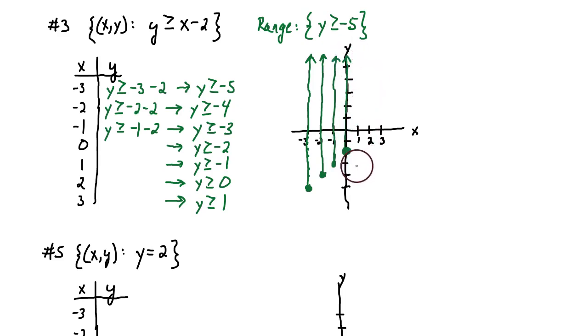Do you see the pattern so that we can save a little bit of time? There'll be a dot here, and a ray coming upwards. There'll be a dot here, and a ray coming upwards, and a dot here, and a ray coming upwards.